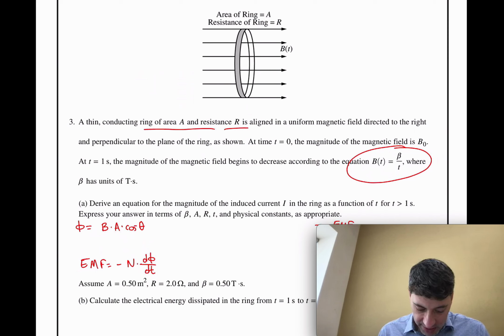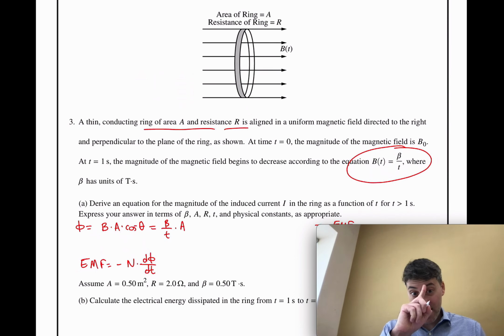Now the magnetic field changes with time, so it is beta over t multiplied by the area that is given as a value, and the angle is 0 degrees, so cosine of 0 is equal to 1, so we can ignore it. So the magnetic flux is beta times area divided by t. So the EMF is one term only.